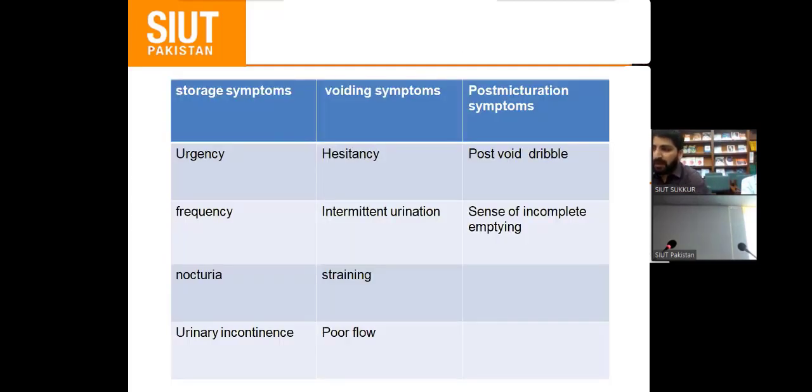The lower urinary tract symptoms are further divided into three groups: the storage symptoms, voiding symptoms, and post-micturition symptoms. The storage symptoms include urgency, frequency, nocturia, and urinary incontinence. The voiding symptoms include hesitancy, intermittent urination, straining, and poor flow. The post-micturition symptoms include post-void dribble and sense of incomplete emptying.